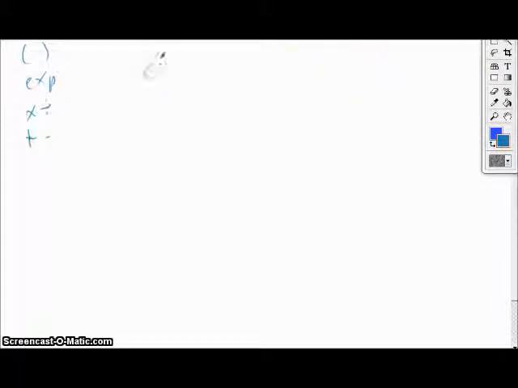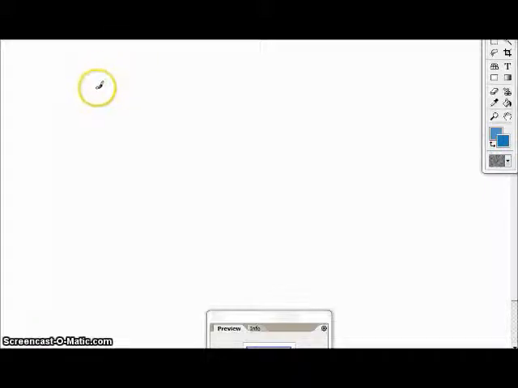Now the best way... for some reason the pen stopped working, so I had to do a quick edit and then get back into it. Now, the best way to learn how to do these problems is to do it yourself.